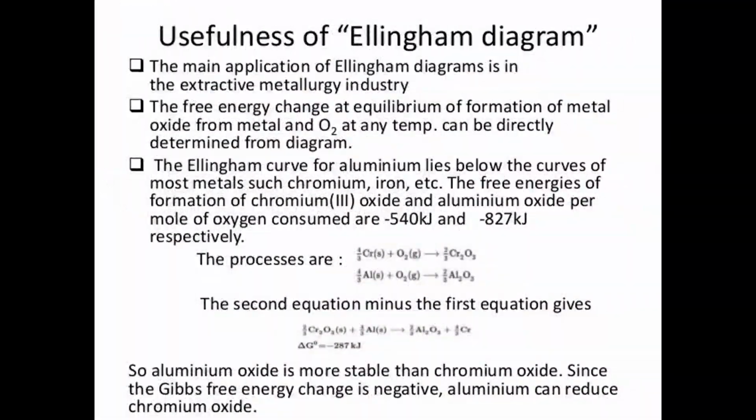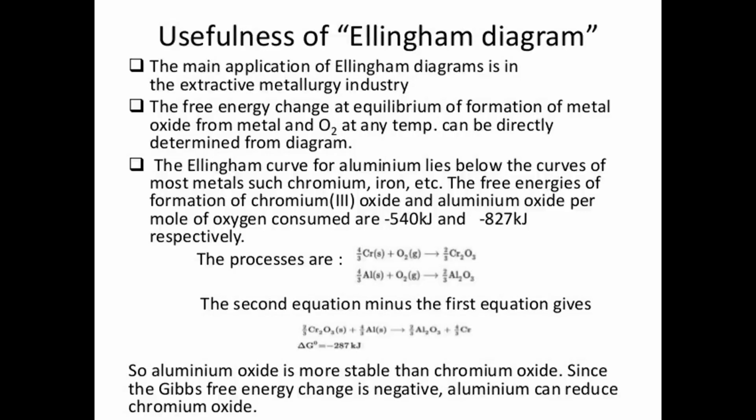Now, what are the applications of the Ellingham diagram? This Ellingham diagram helps us to select a suitable reducing agent. We choose the Ellingham diagram to tell us which reducing agent to use so that we can get the metal easily. Appropriate temperature, which reducing agent, we can calculate easily by this Ellingham diagram.